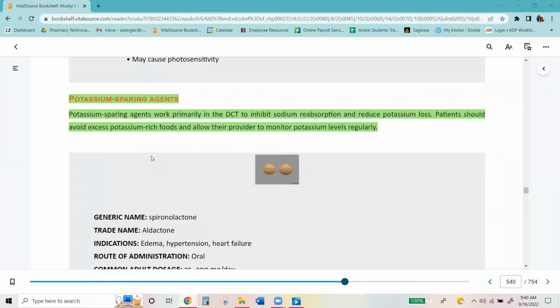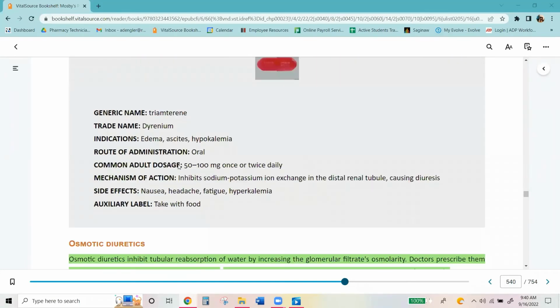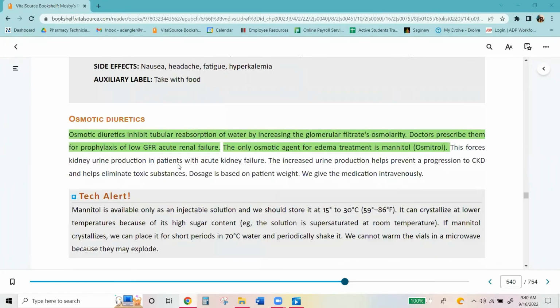Potassium-sparing agents work primarily in the DCT to inhibit sodium reabsorption and reduce potassium loss. Patients should avoid excessive potassium-rich foods and allow their provider to monitor potassium levels regularly. Osmotic diuretics inhibit tubular reabsorption of water by increasing the glomerular filtrate's osmolality. Doctors prescribe them for prophylaxis of low GFR acute renal failure. The only osmotic agent for edema treatment is mannitol.